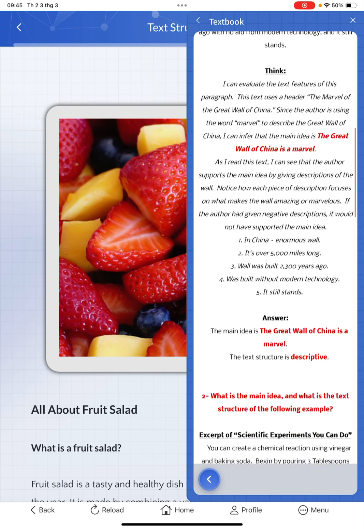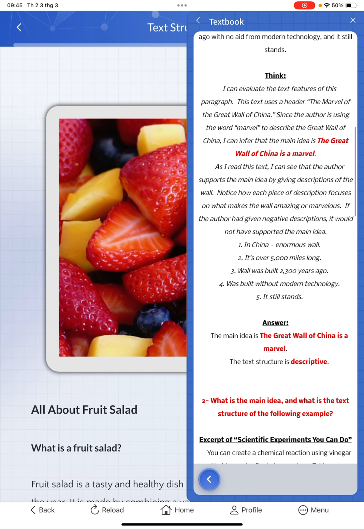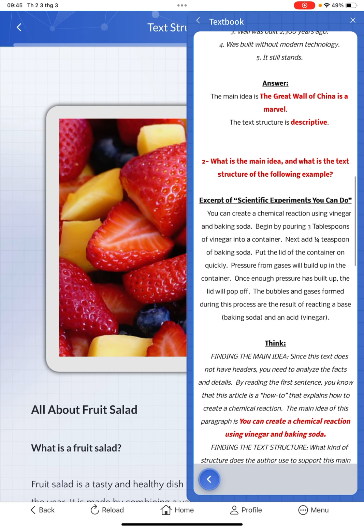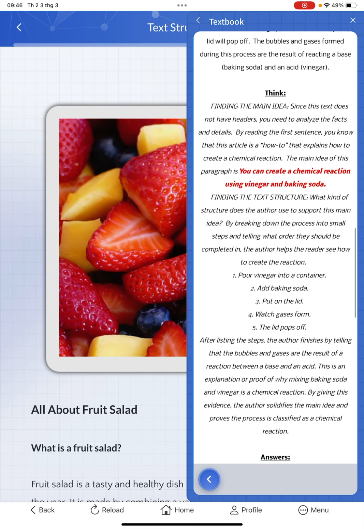So the answer to this text is that the main idea is the Great Wall of China is a marvel, and the text structure here is descriptive. Then you ask yourself another question: what is the main idea and what is the text structure of the following example, to answer another paragraph. Another informational text.